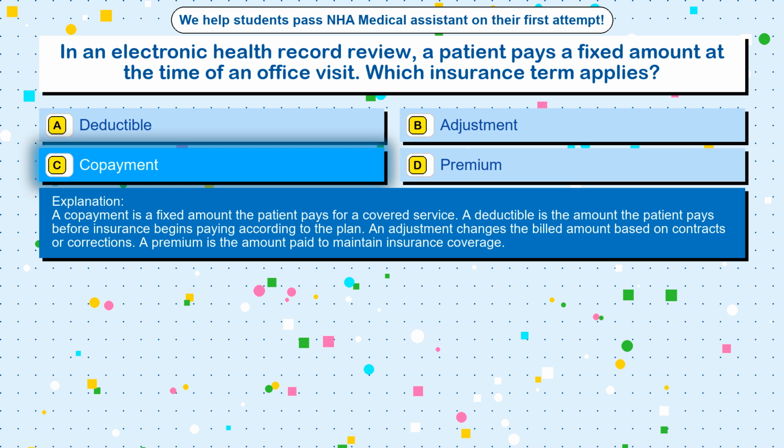A copayment is a fixed amount the patient pays for a covered service. A deductible is the amount the patient pays before insurance begins paying according to the plan. An adjustment changes the billed amount based on contracts or corrections. A premium is the amount paid to maintain insurance coverage.